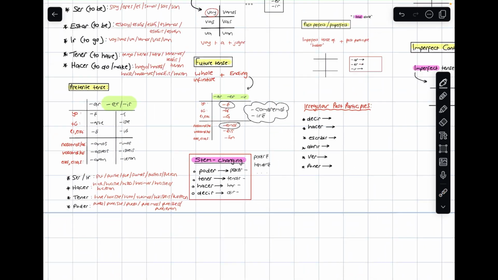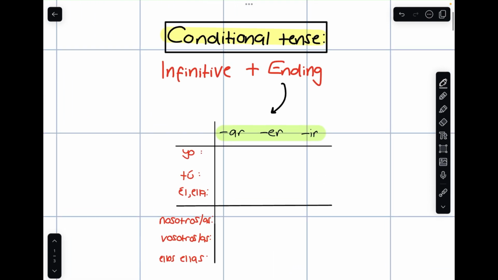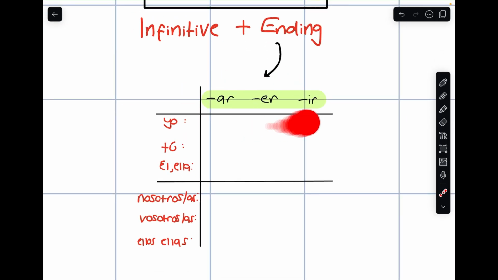Bueno, we're now going to move on to the conditional tense. And the reason we're doing conditional tense is because it's a very similar tense to the future, in that we add the whole ending to the infinitive. The conditional is used to talk about events that would, should, or could happen. They are hypothetical or have a remote possibility. And just like the future tense, there is only one set of endings for all three kinds of verb.